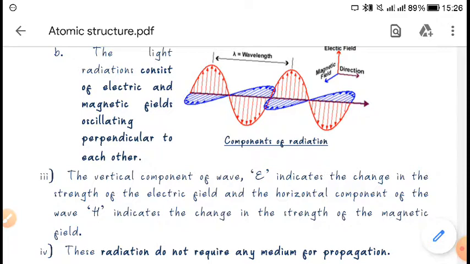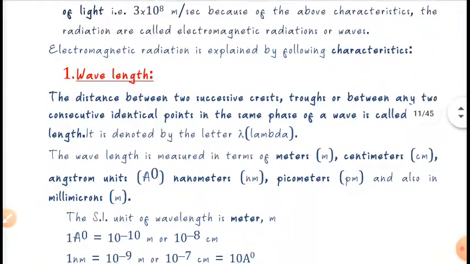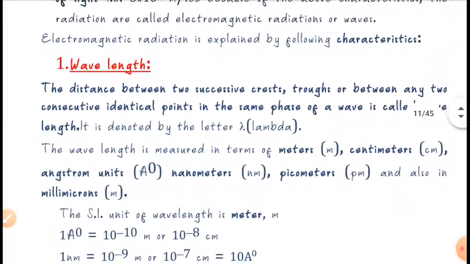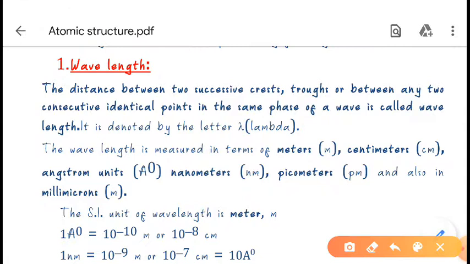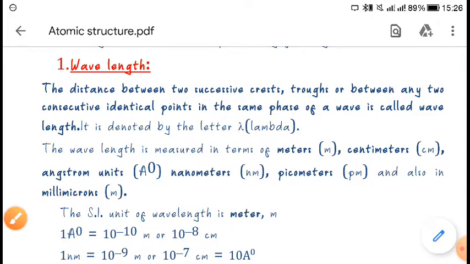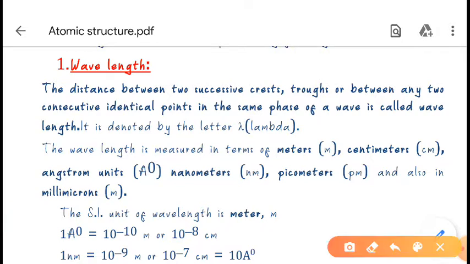Now we will see some of the terms. So what are the terms? See here, wavelength. Wavelength is denoted by lambda. So what is wavelength? It is the distance between two successive crests or troughs. I will give you one example of how it is.